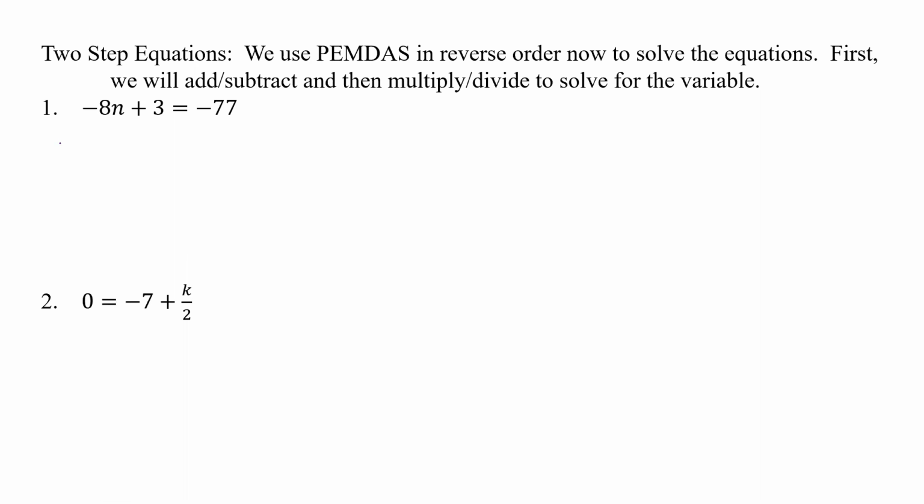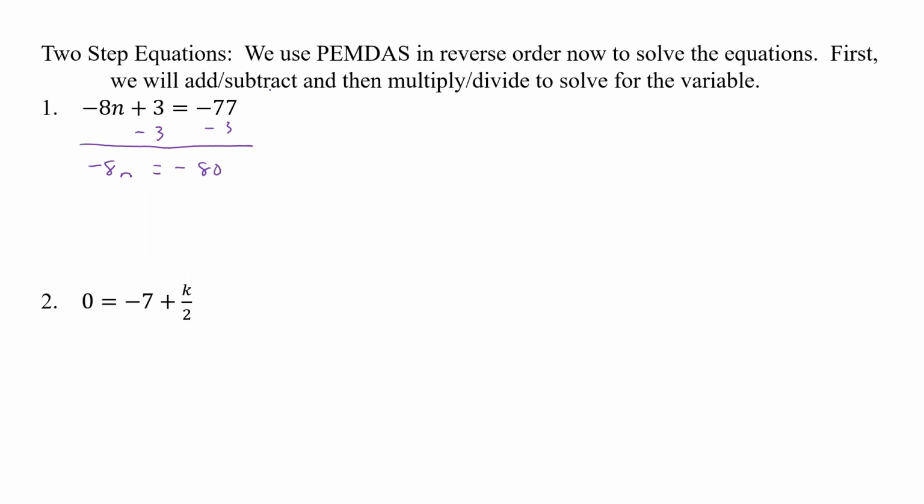Well, on our first one here, we have negative 8n plus 3 equals negative 77. We want to get just that n part by itself, so that means we have to isolate it, and we need to get rid of this 3. So we're going to subtract 3 first. So we have negative 8n equals, now when we add those together, that gives us negative 80. Okay, so that's the first part.